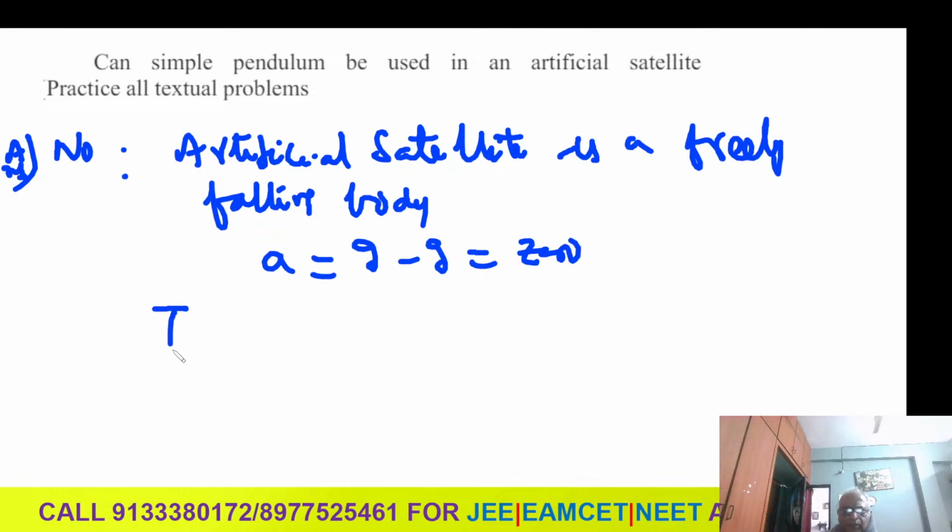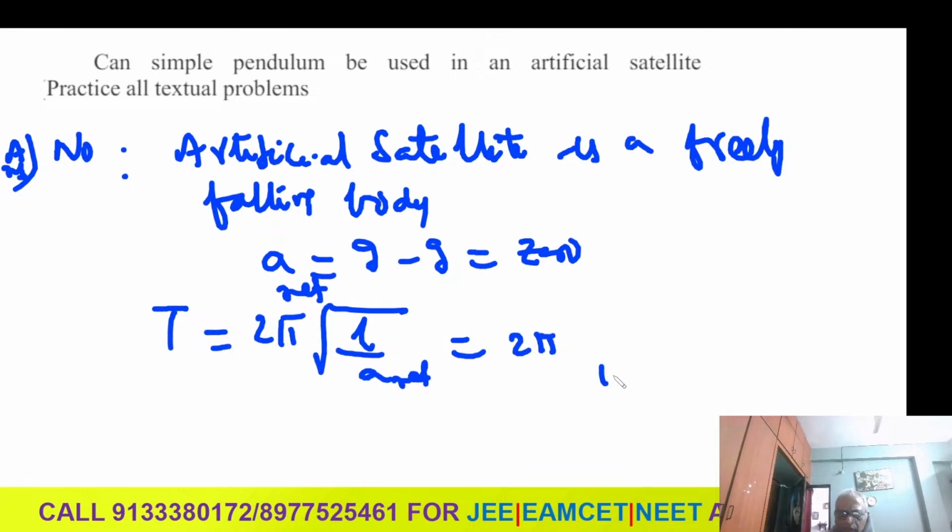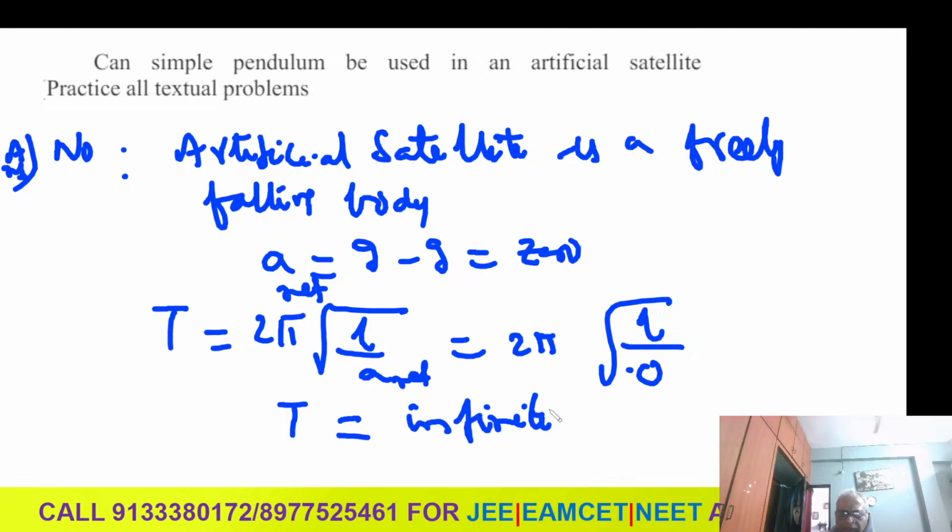What is the time period of a simple pendulum? 2 pi square root of L by g, where g is the net acceleration. So it becomes 2 pi square root of L by 0. That means the time period is what? Something by 0 is infinite. Infinite means it is not oscillating. It would take infinite time, a very long time, to complete one oscillation.